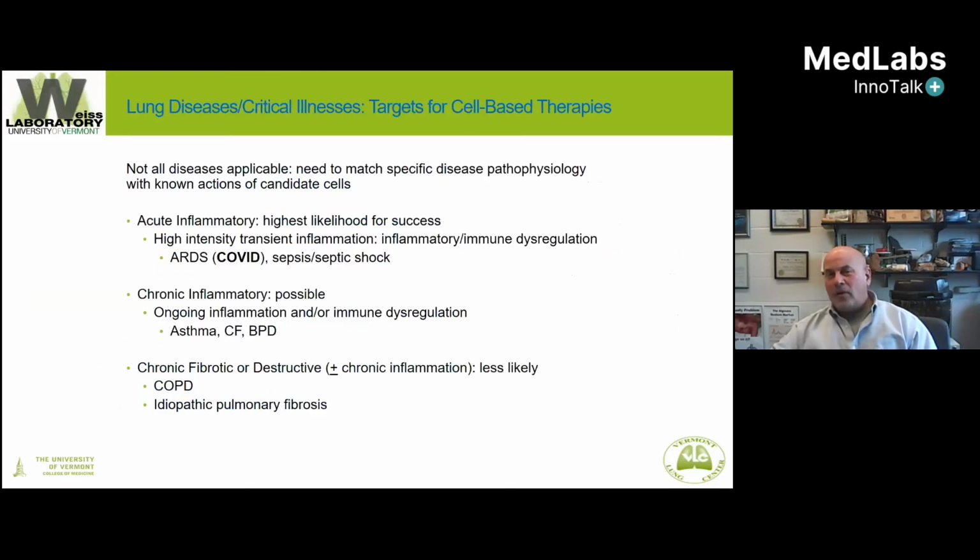So let's go back to lung diseases and critical illnesses and see how these MSCs might be potentially applicable. And again, we want to divide into acute inflammatory, including the acute respiratory distress syndrome, COVID, chronic inflammatory, and then the chronic fibrotic destructive disease.